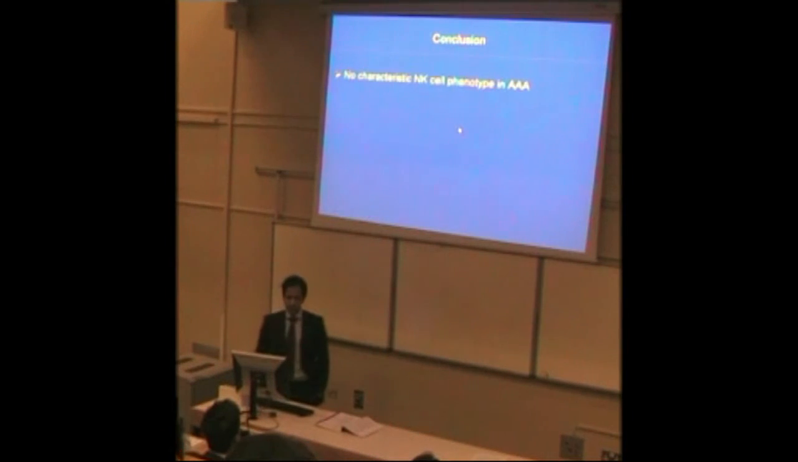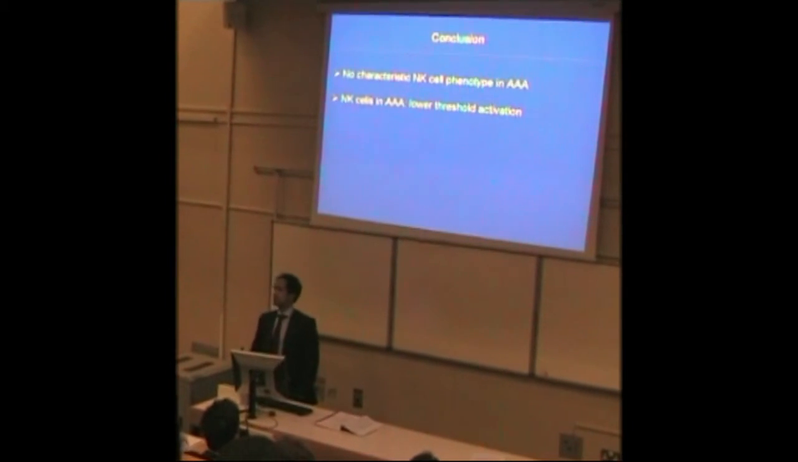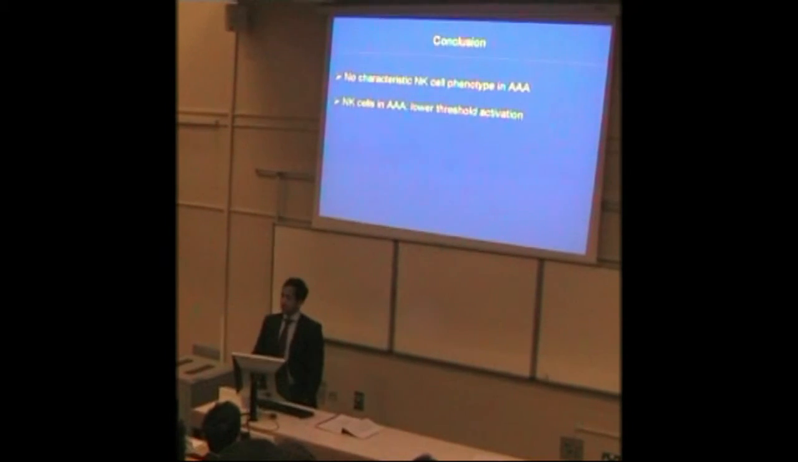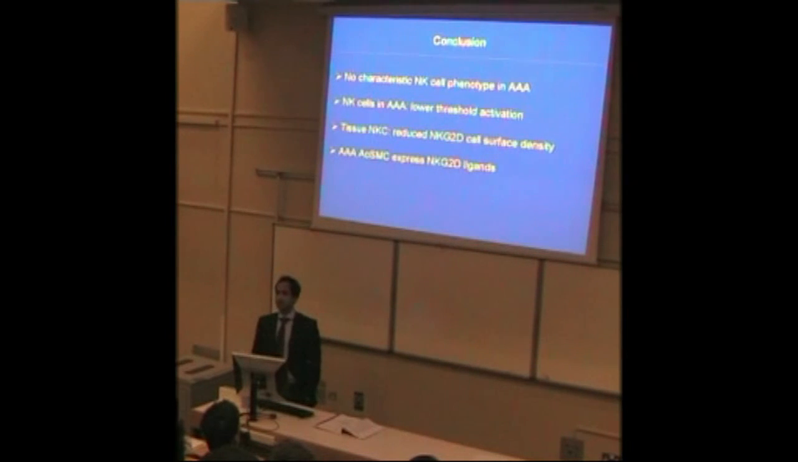So, in conclusion, Mr. Chairman, ladies and gentlemen, there's no characteristic NK cell phenotype that defines AAAs. However, we've demonstrated that NK cells in patients with aneurysms have a lower threshold for activation, and this may relate to their cytotoxicity. Tissue NK cells have a reduced surface density of the receptor NKG2D, which suggests they may be ligated to the ligand from the aortic wall. And indeed, we've demonstrated that smooth muscle cells isolated from the aneurysmal wall express the ligand for NKG2D.